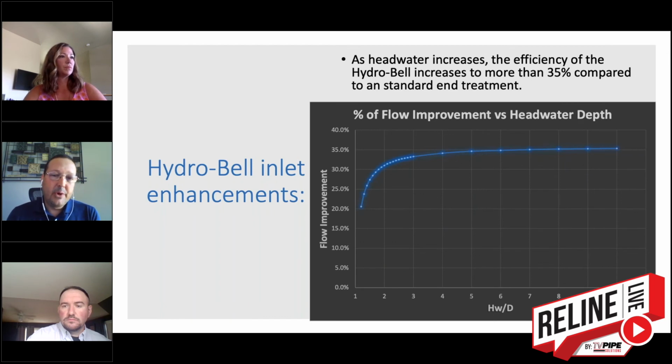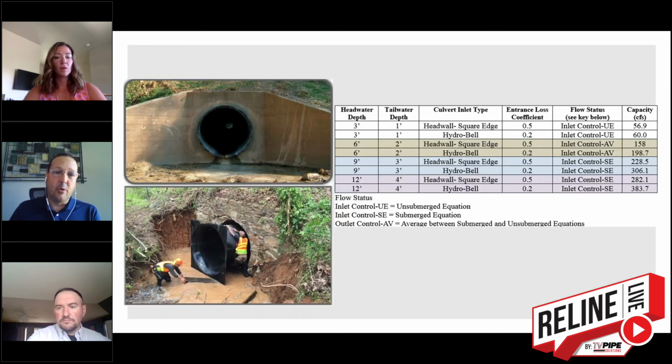This is saying the same thing, but what it's showing you is that as headwater increases over the diameter of the pipe, so it doesn't matter whether it's 12-inch or 60-inch, as the ratio of headwater depth to diameter increases, this HydroBell gets more efficient. So you're going to funnel in early on, when headwaters are just getting over the top and starting to rise, in the 20 to 25% range. But as headwaters increase, it's going to increase up to 35%. So the HydroBell actually is more efficient as you go higher.